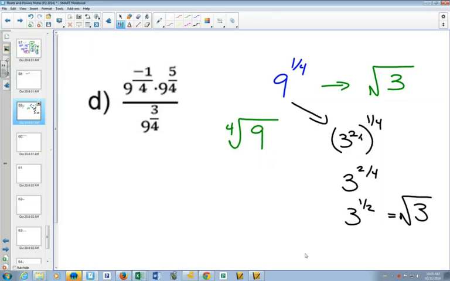That's the square root of 3. Is there other ways of doing that? Yes, if you went from here and changed the 9 to a 3 squared and then worked back and forth, you could do that as well.